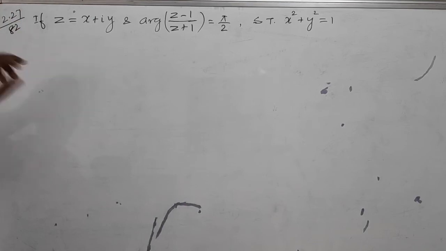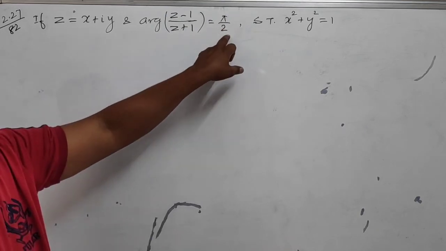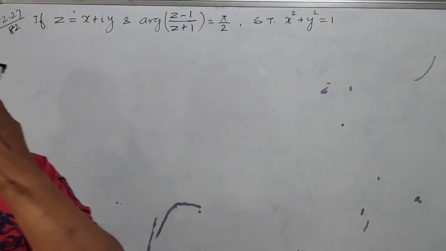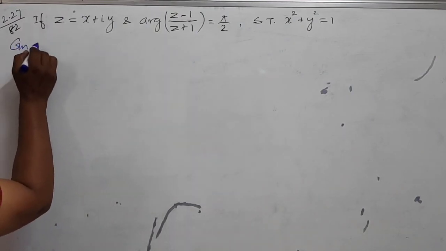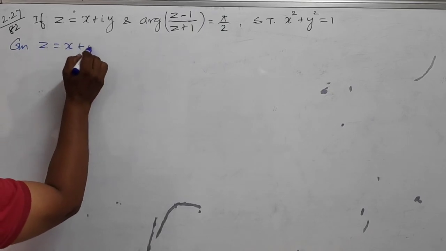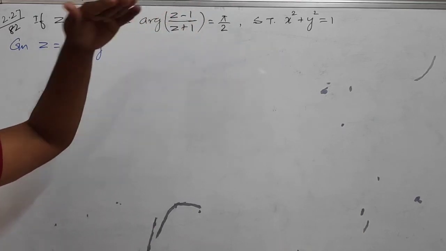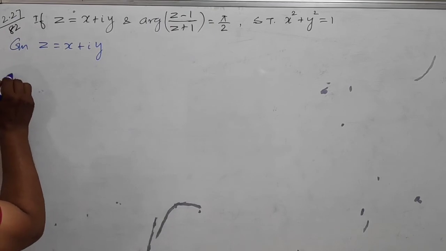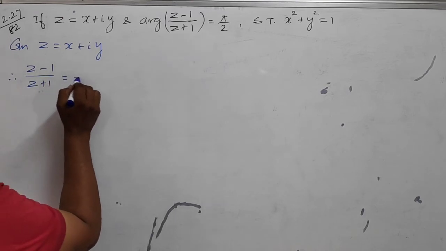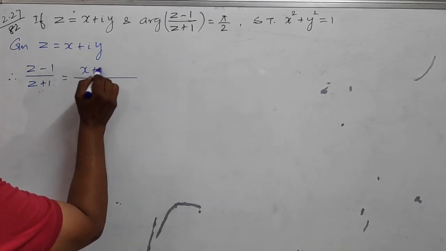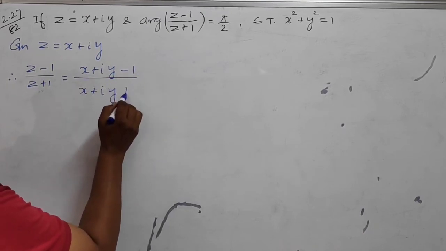This is example 2.27. If z is equal to x plus iy and the argument of (z minus 1) by (z plus 1) is equal to pi by 2, then show that x square plus y square is equal to 1. Given z is equal to x plus iy, to find this argument, first of all you should bring this into rectangular form. Therefore, you can write (z minus 1) by (z plus 1) is equal to (x plus iy minus 1) by (x plus iy plus 1).